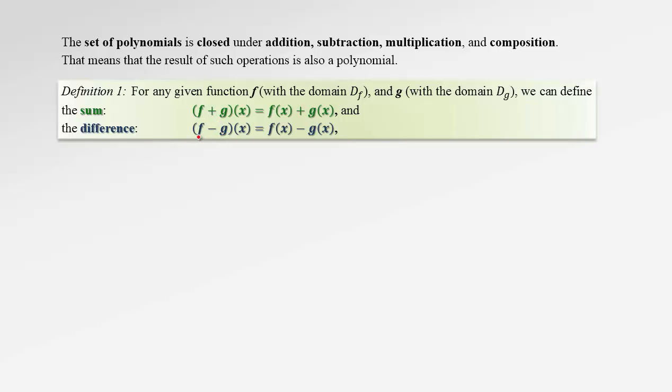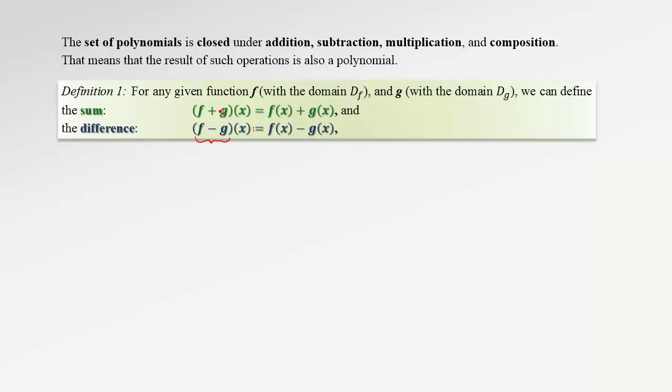Similarly with subtraction, this notation f minus g is just a name of a new function, and this is the definition of this function. We know how to calculate the value of this function f minus g at every single point x, just by taking the value of f and subtracting the value of g at the same point x.